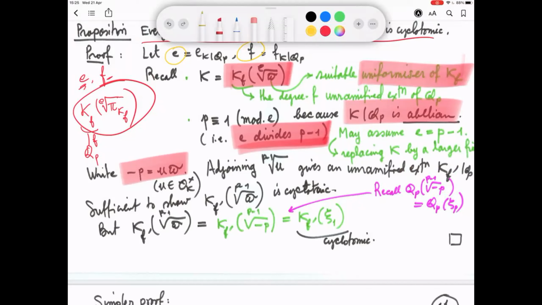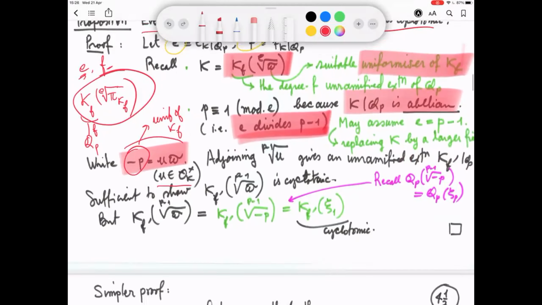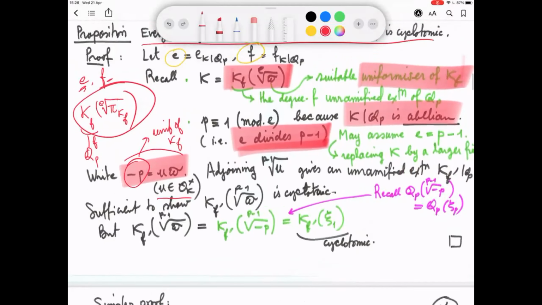Why can you write minus p as some unit times a uniformizer of Kf? Because minus p is also a uniformizer of Kf. And why is that? Because Kf over Qp is unramified, and minus p is, of course, a uniformizer of Qp. So it is a uniformizer of Kf. So you write minus p as u times pi, pi being the uniformizer of Kf, which appears here in defining K.